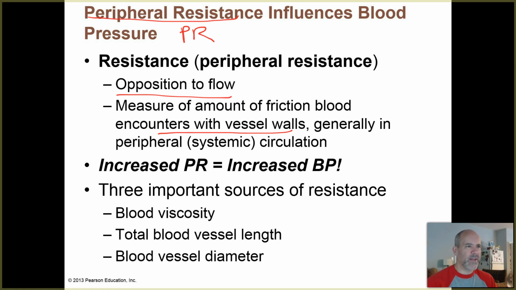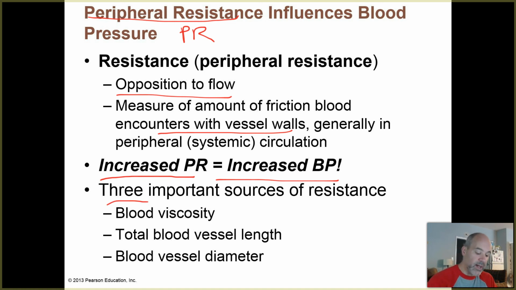And an easier way to think about that is if the lumen in a blood vessel is decreased in size, PR goes up. If the lumen, that space in there, is wider, friction goes down, peripheral resistance to blood flow goes down, and that actually winds up decreasing your blood pressure. So just keep in mind that increased peripheral resistance increases your blood pressure. All right, so what are the sources of resistance?